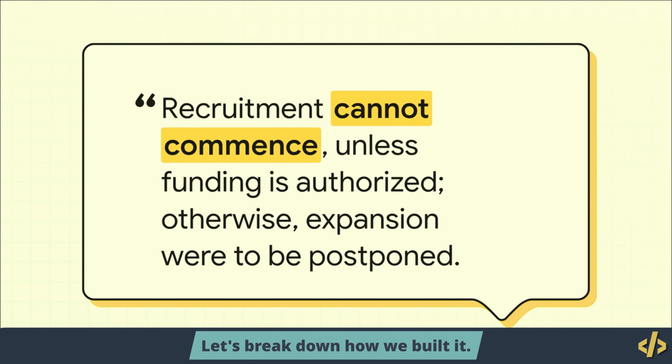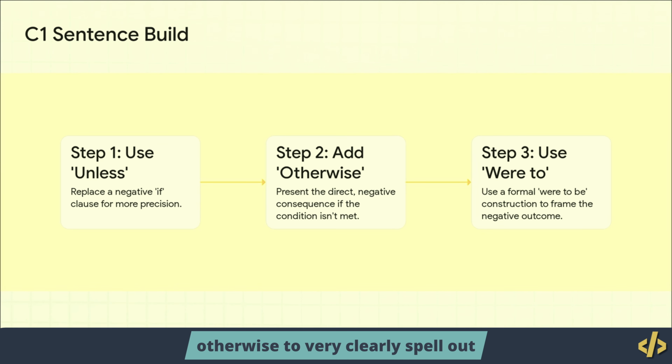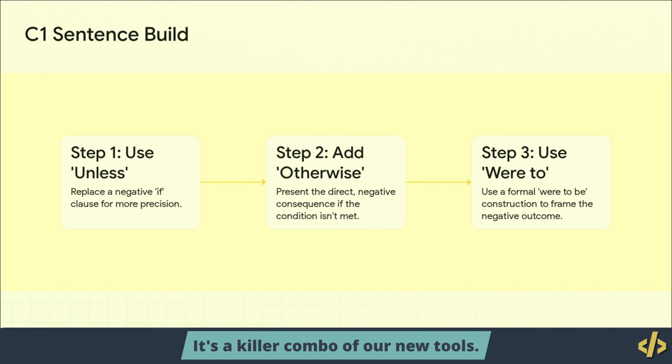Let's break down how we built it. So here's the blueprint. It's actually pretty simple when you see the pieces. First, we swapped out a clunky negative if clause for the much cleaner, more precise unless. Step 2, we added otherwise to very clearly spell out the negative consequence. And then for step 3, we use that highly formal were-to-be structure to frame the outcome not just as a maybe, but as a direct and unavoidable result. It's a killer combo of our new tools.